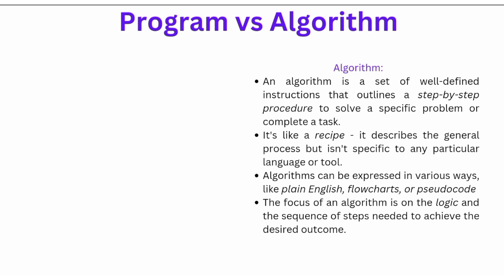Before going further, let us clearly know the difference between program and algorithm. An algorithm is a set of well-defined instructions that outlines a step-by-step process to solve a specific problem or to complete a task. So it clearly defines how to solve a problem. Suppose I want to prepare a tea. I'm a beginner, so I don't know how to prepare a tea. So I will just follow the simple steps of how to prepare a tea.